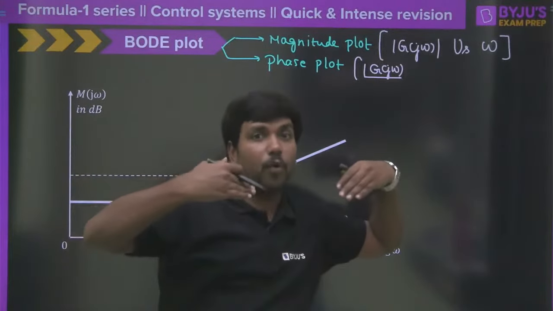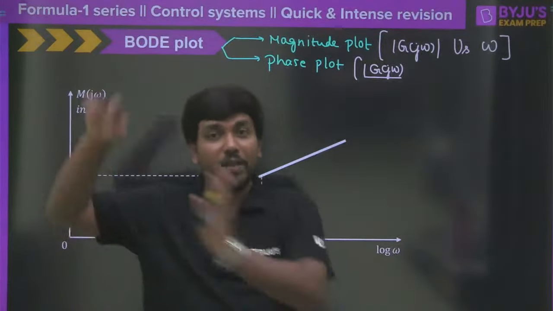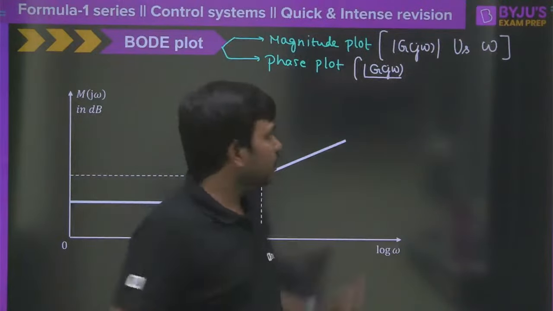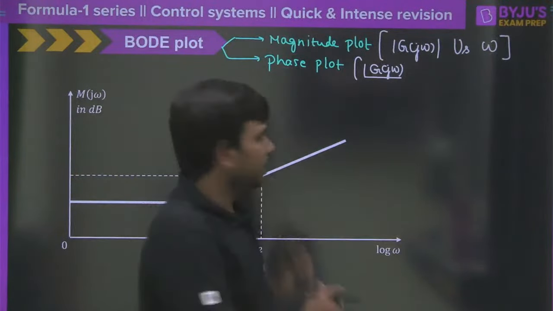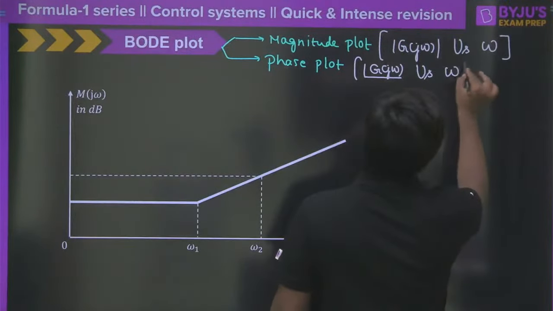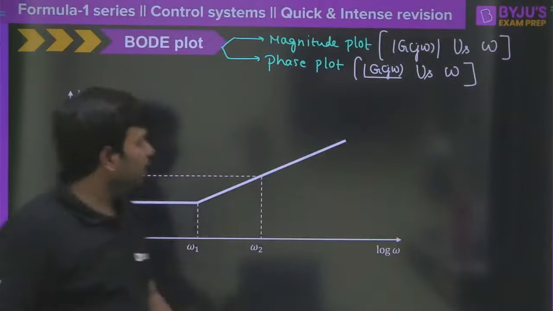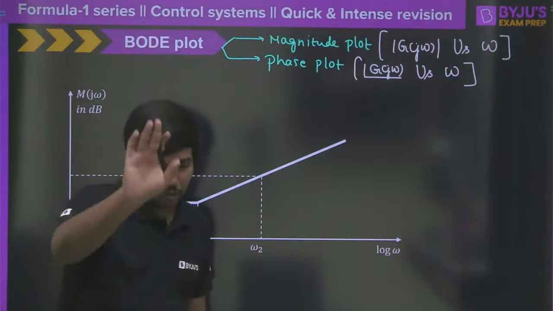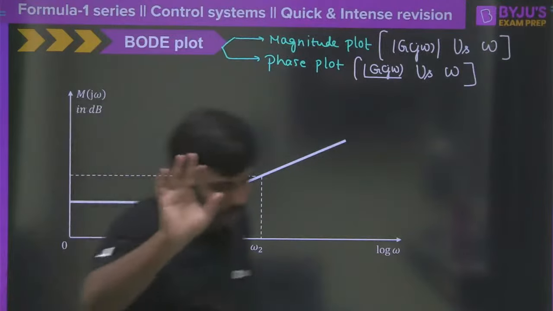We can do the Bode plot only for G(s), only for H(s), or G(s) into H(s), or anything. Clear? Basically these are mathematical tools, and they can be applied to anything. So here again, this is phase versus frequency. So the phase plot is all about phase versus frequency, and the magnitude plot is always magnitude versus frequency. I hope you understood up to here.